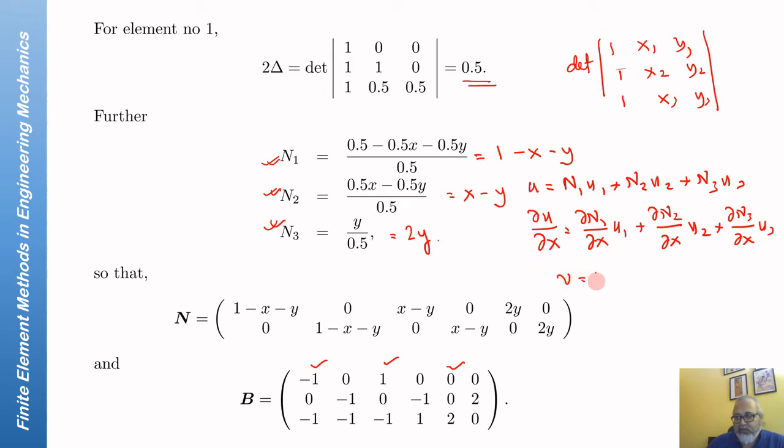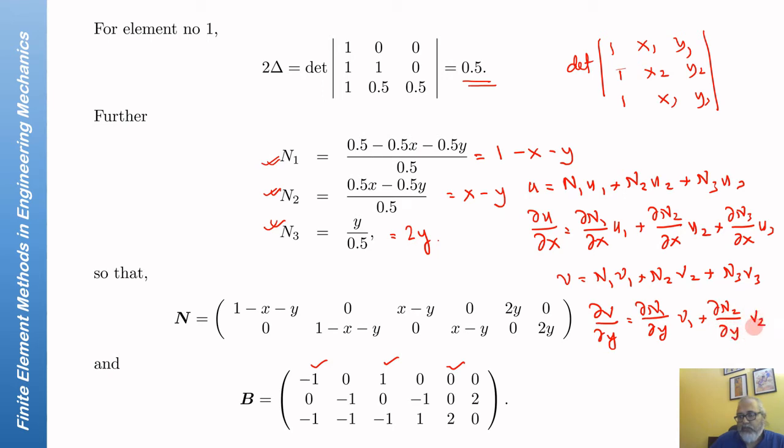So V is n1 v1 plus n2 v2 plus n3 v3. So del V del y is del n1 del y v1 plus del n2 del y v2 plus del n3 del y v3. Then del n1 del y is minus 1, del n2 del y is minus 1, del n3 del y is 2. So this is del n1 del y, del n2 del y, del n3 del y.